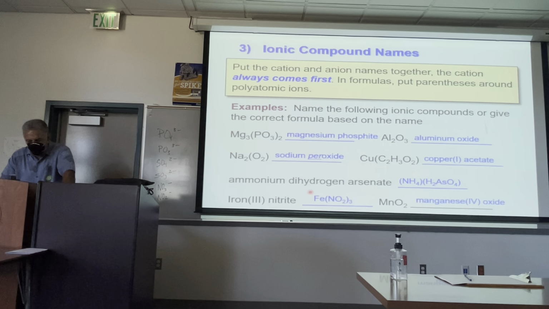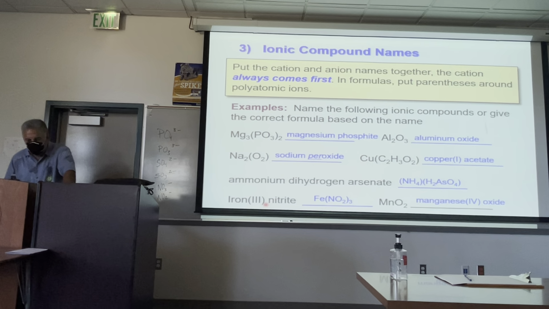Copper acetate, copper 1 acetate, right? Because there's only one copper, which means the charge is +1. Ammonium dihydrogen arsenate, there we go. There's that arsenate that I like so much, AsO4. It's just like a bromate. And then dihydrogen, meaning two hydrogens, so ammonium dihydrogen arsenate.